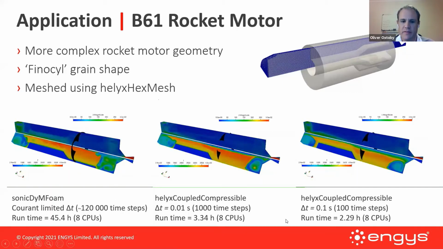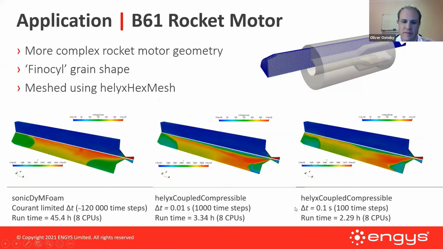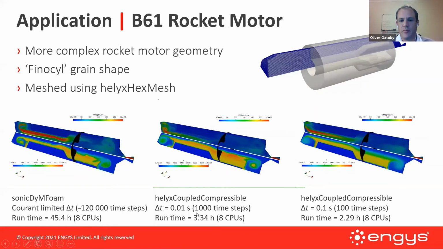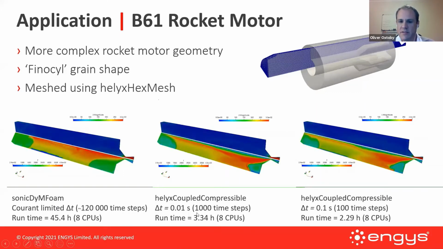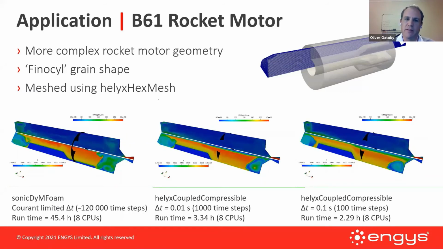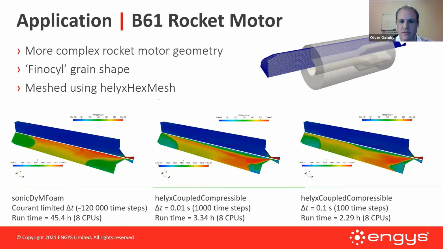So we did two analyses with different time step sizes. As you'll see, we were able to use a much larger time step size than for the sonicDyMFoam run, which contained about 120,000 time steps. With the implicit solver, one isn't, as I said, limited by this Courant number restriction. So it's possible to choose the time step simply based on the physical features of interest that you want to reproduce.